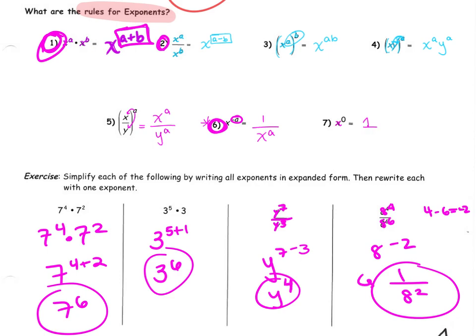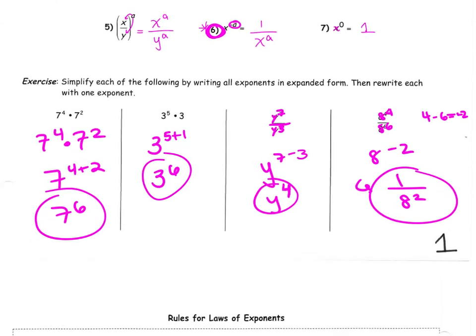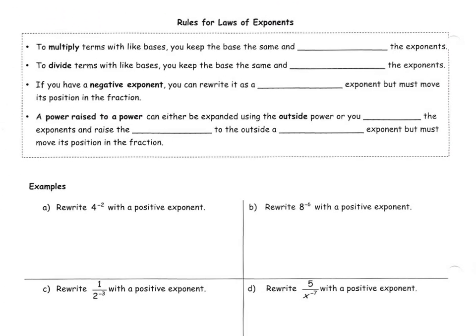Alrighty, let's flip it over. Remember, we're going to need to refer to those rules, so make sure you have them handy. Okay, so we actually already just talked about this. But when we multiply terms with like bases, you keep the base and then add the exponents. Okay, keep the base, add the exponents. When we divide, okay, so this one was multiply. When we divide like terms with like bases, keep the base and subtract the exponents.